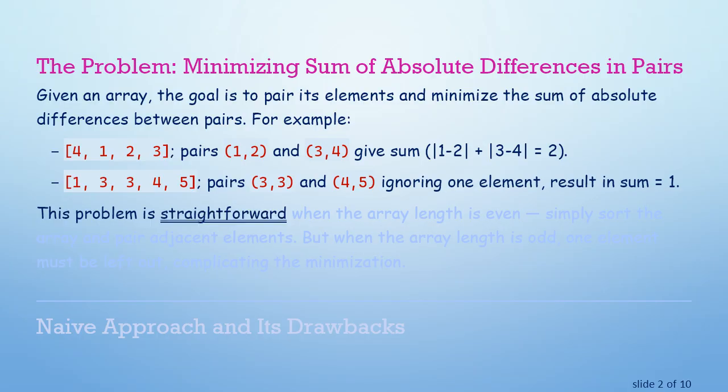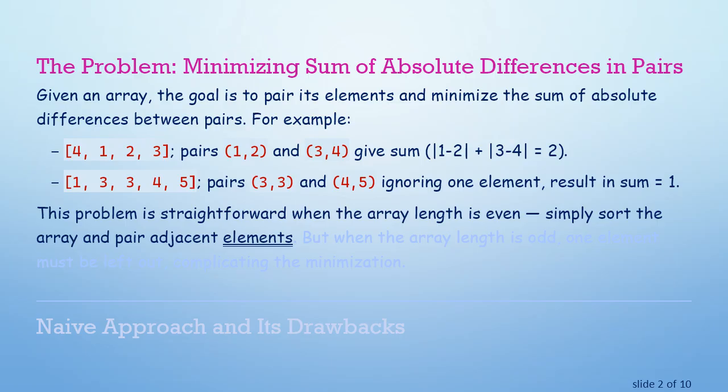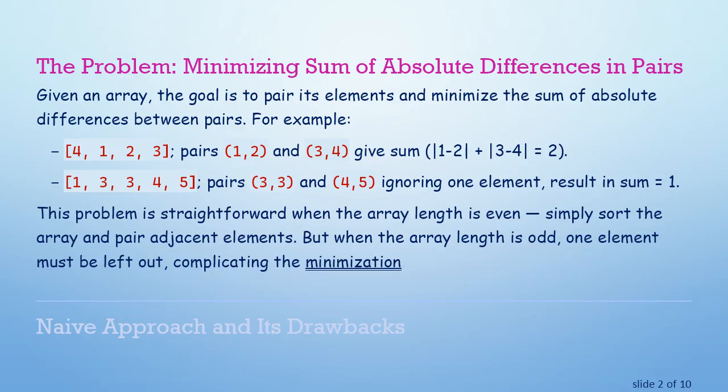This problem is straightforward when the array length is even. Simply sort the array and pair adjacent elements. But when the array length is odd, one element must be left out, complicating the minimization.